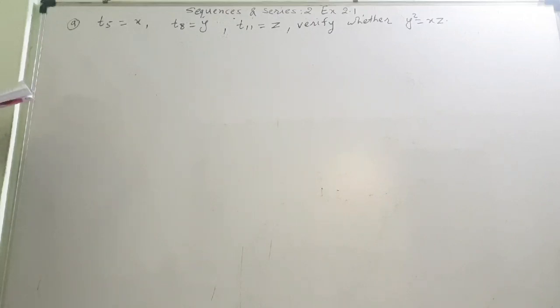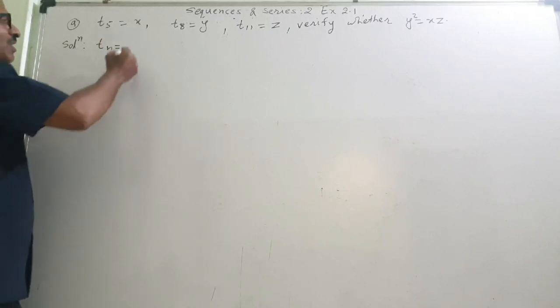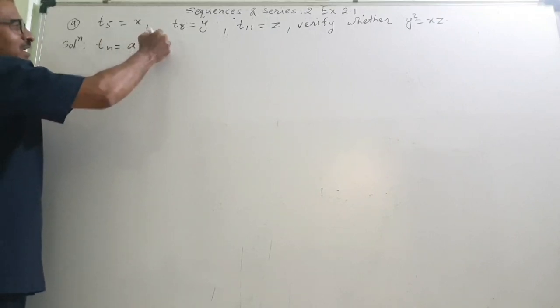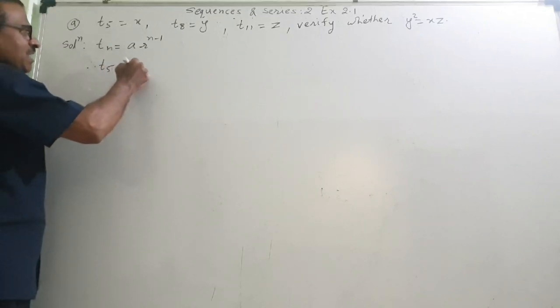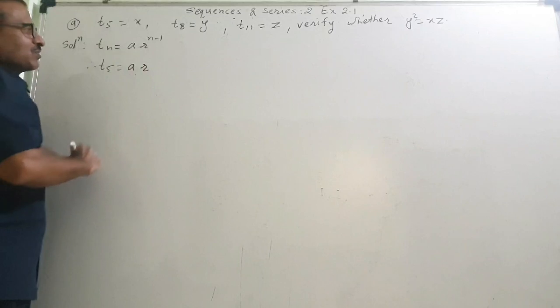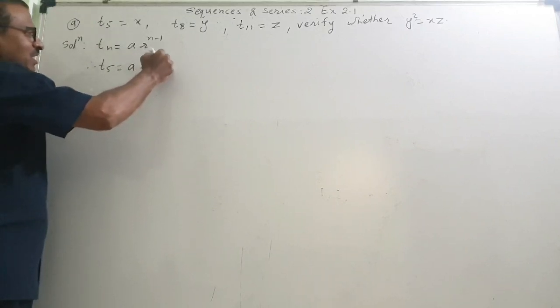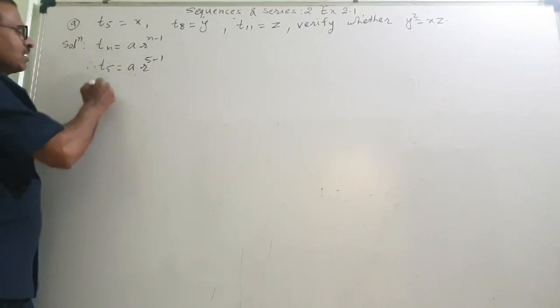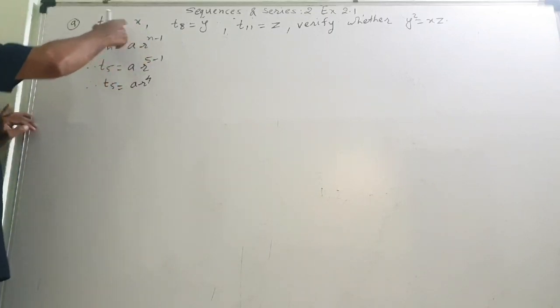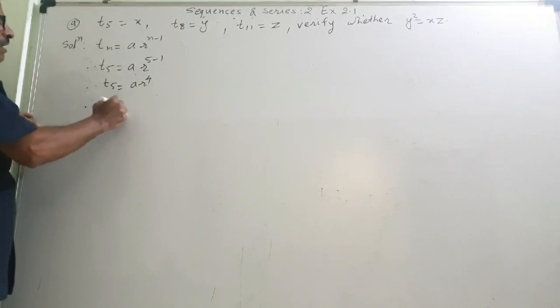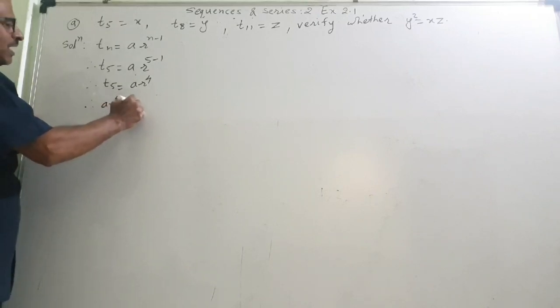So this I have already written. Now, solution. I will write Tn equal to, what is the formula? A into r raised to n minus 1. Therefore T5 is equal to a into r raised to n minus 1, means 5 minus 1. Therefore T5 is equal to ar raised to 4. But the T5 is x. Therefore ar raised to 4 is equal to x. This is number 1.